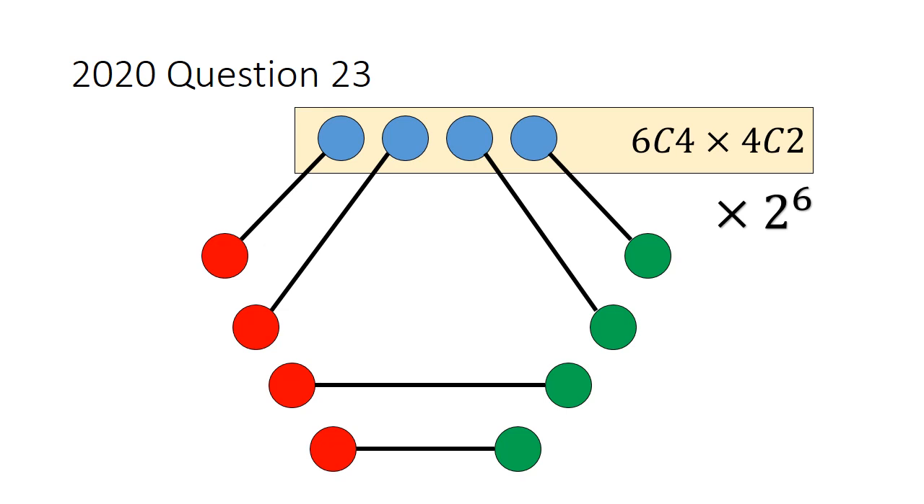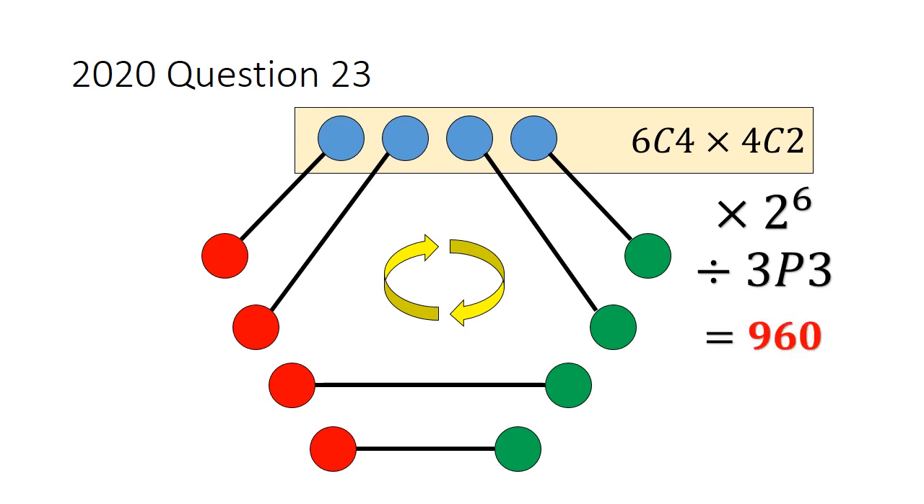Next, I need to consider the symmetries. If I were to swap all the blue team members to the red team, and the red team members go back to the blue team, actually there's no difference in the ordering. So I have to divide by 3 permute 3 to make sure I don't double count any permutation. So if I take 6 choose 4 times 4 choose 2 times 2 to the power of 6 divided by 3 permute 3, which is actually 3 factorial, I'm going to get 960, and that's our final answer.